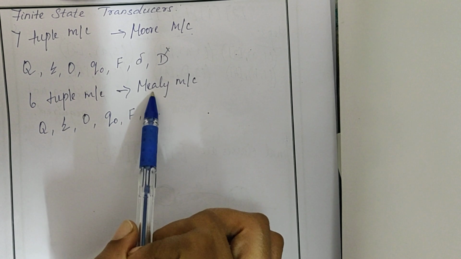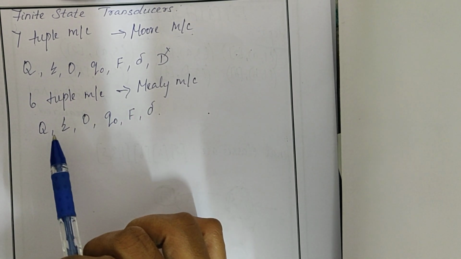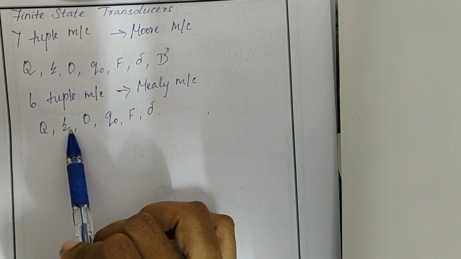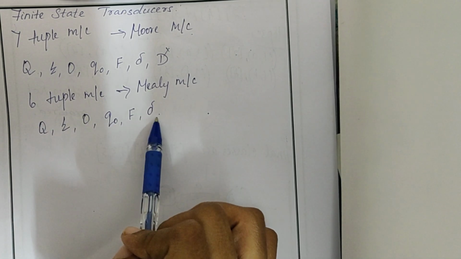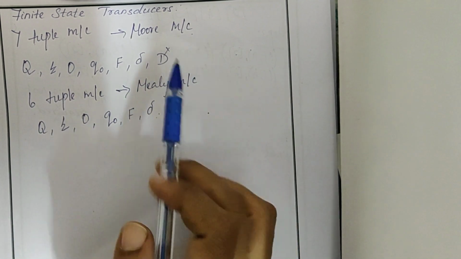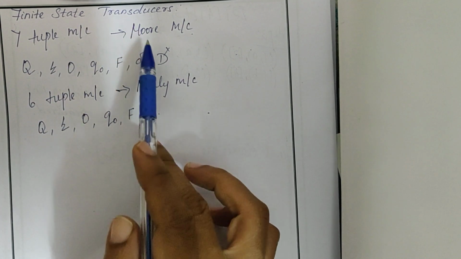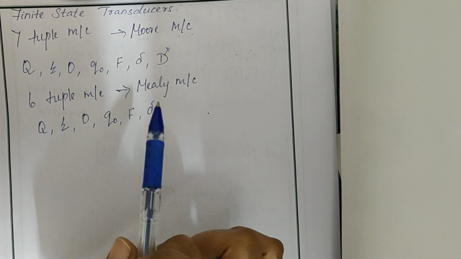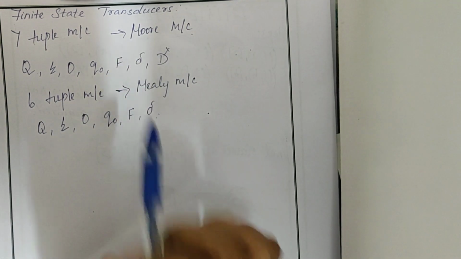Next is Mealy machine. Mealy machine is a 6 tuple machine: set of finite states, input alphabet, output alphabet, start state, final state, and my transition function. Just the output function is missing here. So finite state transducers have two types, Mealy machine and Moore machine. Now we'll discuss a sum in both the types.